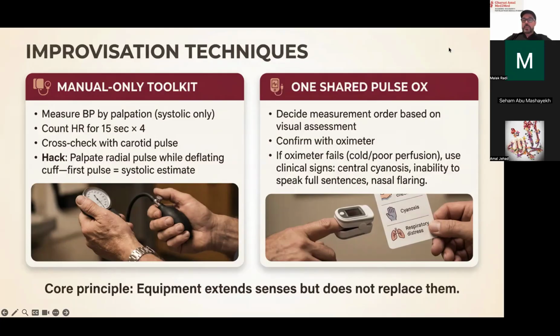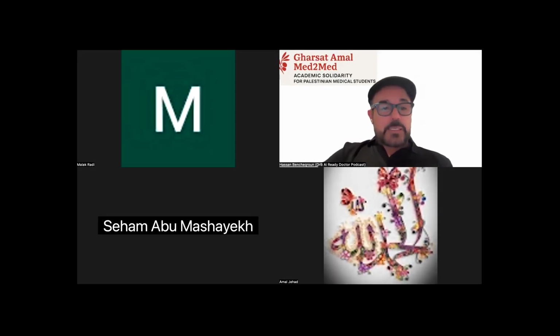Give me a thumbs up or come off mute to tell me, or put it in the chat if you have been taught how to take blood pressure by palpation only. If you have, thumbs up. I don't have any idea about taking or measuring the blood pressure by the patient. Can you explain it? Yes, I can. If that's the case, then let me find a video that will showcase that much better.